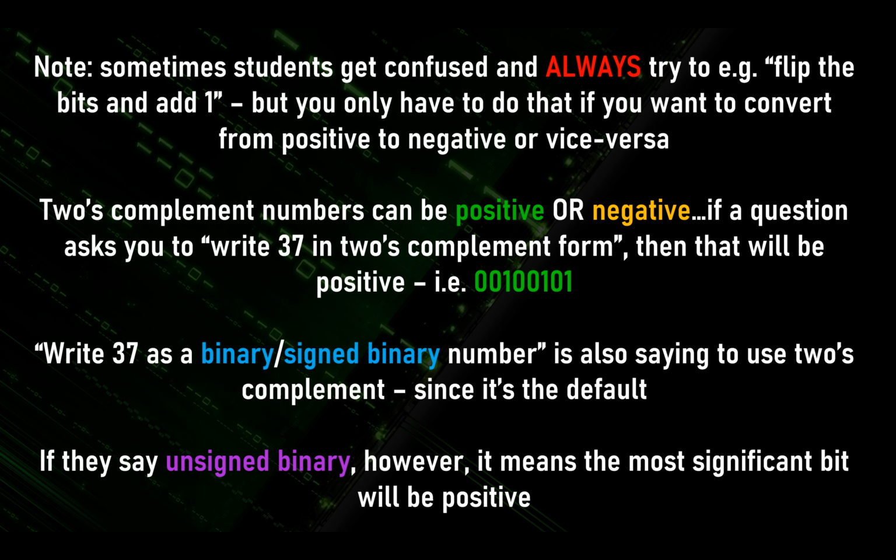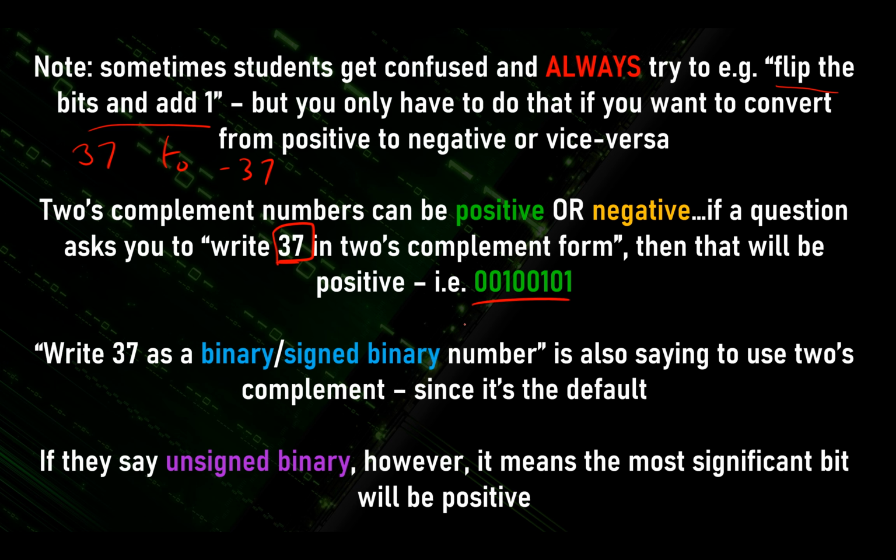Okay, then just to finalise, because some people do get confused with 2's complement. Maybe a question says, write 37 in 2's complement form. Some people think that because they've seen 2's complement, they always have to flip the bits and add 1. But the only time you have to flip the bits and add 1 is if you want to convert from 37 to -37. If you just want to write the positive number, then you just write the positive number.